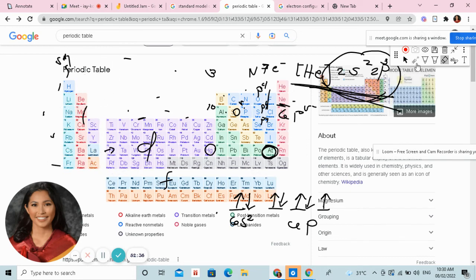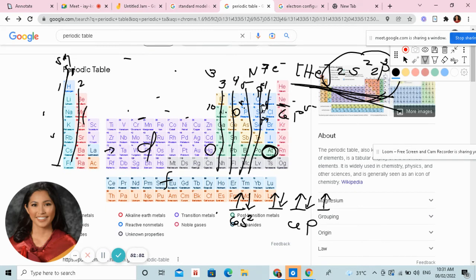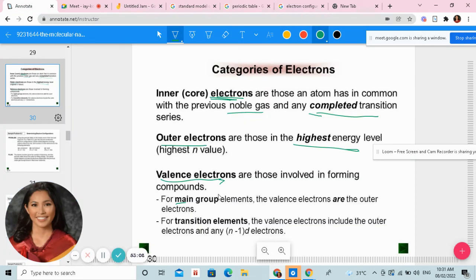Okay. All right. All here in this group has 1 valence electron, 2 valence electrons, 3 valence electrons, 4, 5, 6, 7, and 8. So we will be talking more on valence electrons in the next lesson because they are involved in chemical reactions or forming compounds. Then for main group elements, valence electrons are the outer electrons.